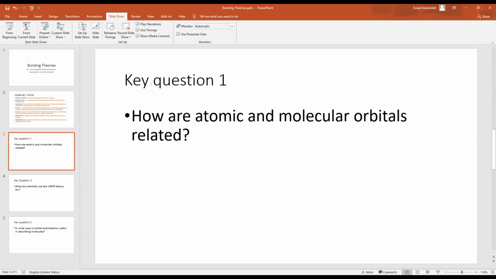Let's start with our first key question. How are atomic and molecular orbitals related? Who can answer this question? Just as an atomic orbital belongs to a particular atom, a molecular orbital belongs to a molecule as a whole. That was the right answer.